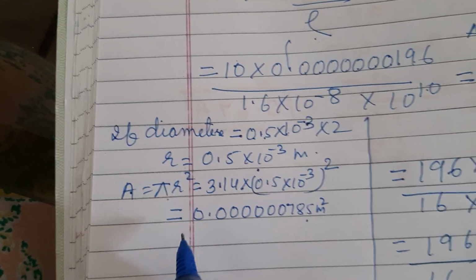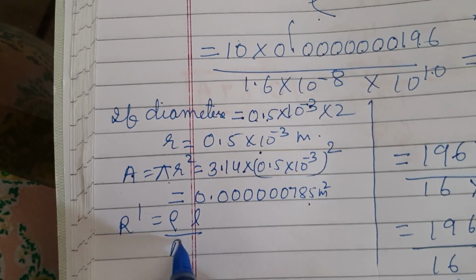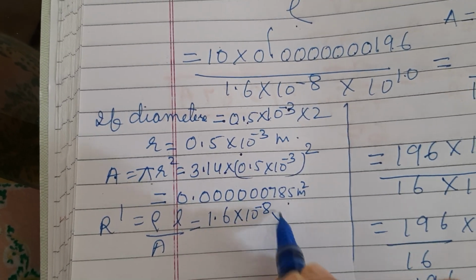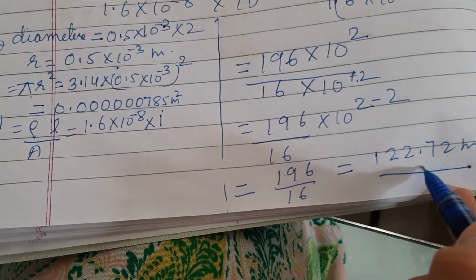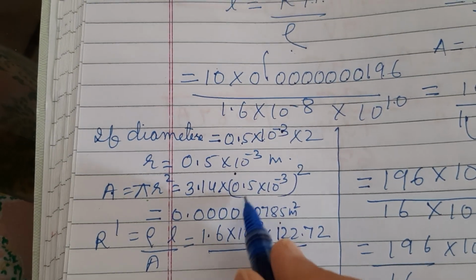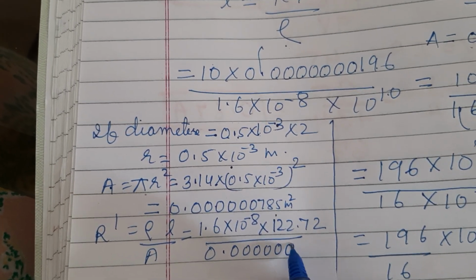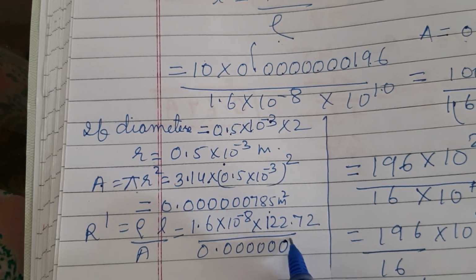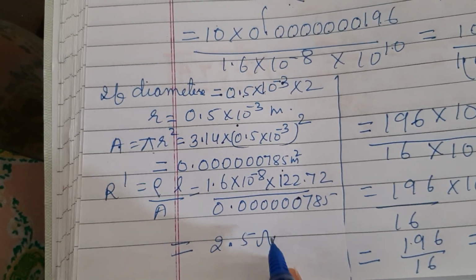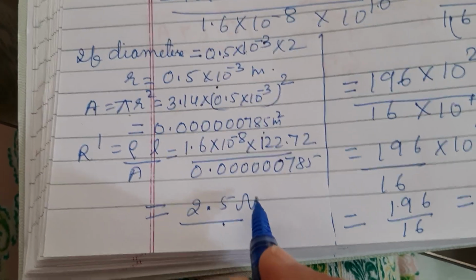Now again we will substitute the value. R dash will be equal to rho L upon A. So 1.6 into 10 raised to power minus 8 into length which we got, that is 122.72 upon area is this 0.000000785. So when you will solve it, you will get 2.5 ohm. So this will be the new resistance when the diameter of the wire is doubled.